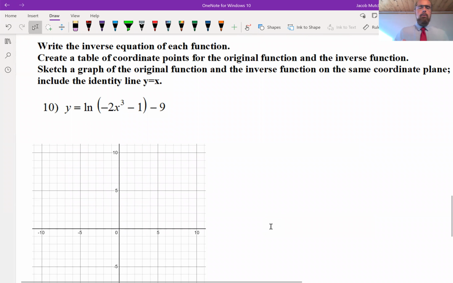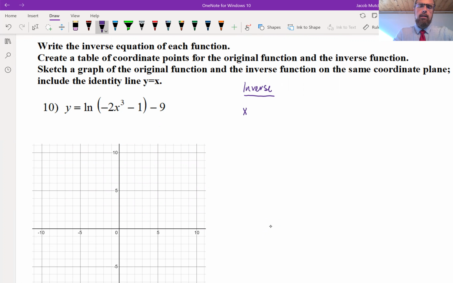So here I've got y equals natural log of negative 2x cubed minus 1 minus 9. So I want to start with that same task of writing the inverse. And so what will be the same is switching the x and y. What will be different is the solution for y. So we'll just make the inverse by that switch.